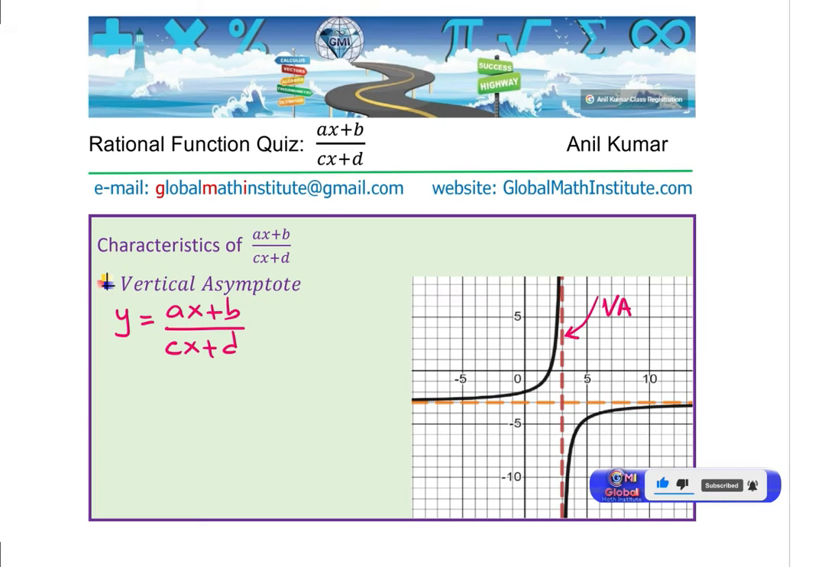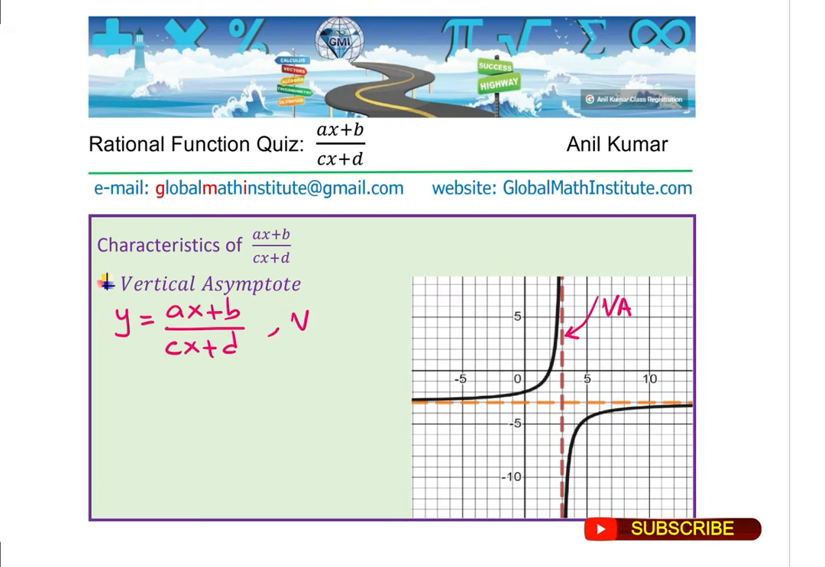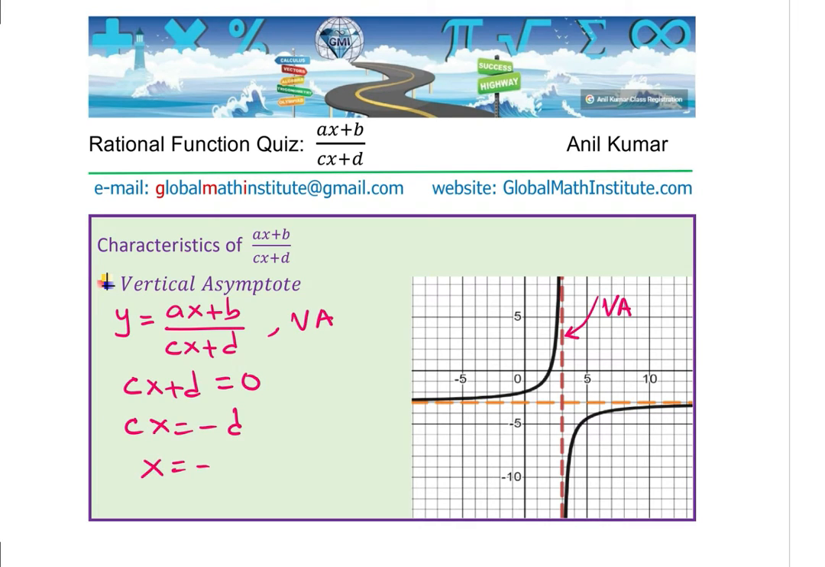So that really means that the denominator is 0, right? So for the vertical asymptote, cx plus d should be equal to 0, because that is a restriction, denominator equal to 0. So you can solve for it. cx equals minus d, and x equals minus d by c. So we have the vertical asymptote as x equals minus d over c, right?